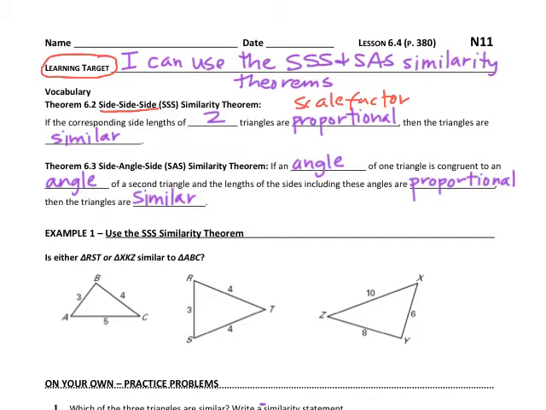to prove that two triangles are similar. So the side, side, side similarity theorem says if the corresponding side lengths of two triangles are proportional, then the triangles are similar. So if we can prove that every single side of one triangle has the same scale factor as every single side of the other triangle, then the two triangles are similar. Remember, similarity doesn't mean congruent, it just means that they have the same shape. So similarity means same shape, not same size.